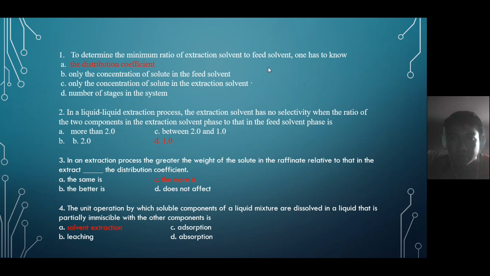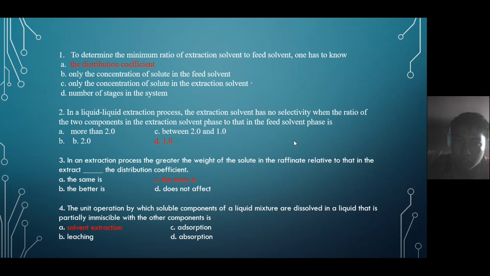So the first problem: to determine the minimum ratio of extraction solvent to feed solvent, one has to know A, the distribution coefficient, B, only the concentration of solute in the feed solvent, C, only the concentration of solute in the extraction solvent, D, number of stages in the system. So, the distribution coefficient is the concentration of solute in the organic solvent over the concentration of solute in the aqueous phase. So, the answer would be A, the distribution coefficient.